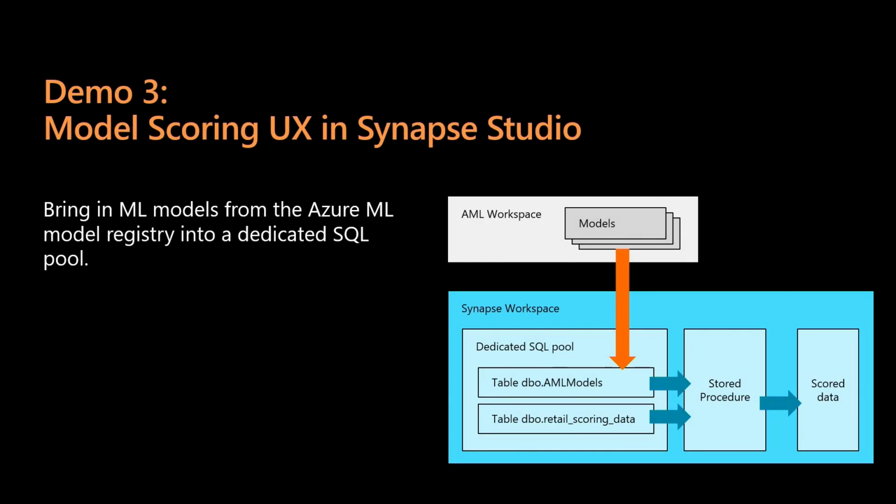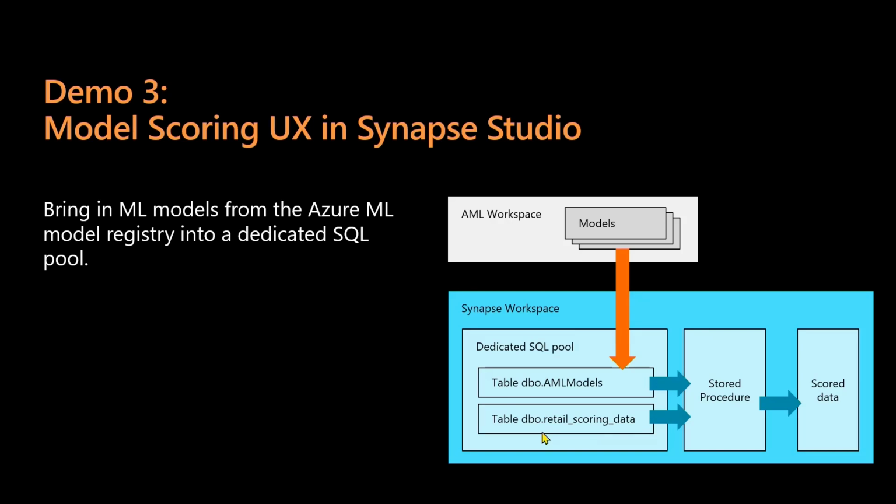In the previous demo, we trained a model and registered it in an Azure ML workspace. Now we're going to reuse that model in a Synapse workspace, but this time with a dedicated SQL pool, and we're going to score a table. In that SQL pool, there are two tables. The first table is called DBO.AML models. It stores the binary representation of the model. The second table is called DBO.retail scoring data. It contains the data we want to score.